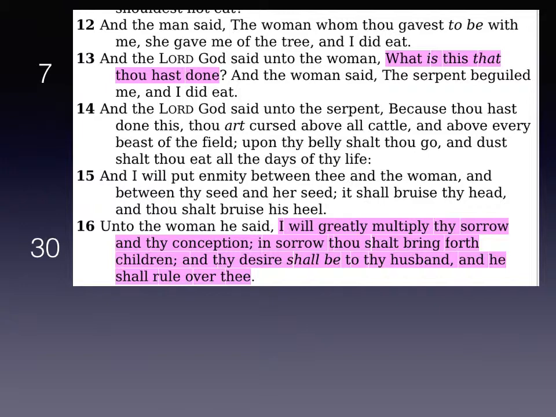Genesis 3:13, and then later on in verse 16, God states, I will greatly multiply thy sorrow and thy conception. In sorrow thou shalt bring forth children, and thy desire shall be to thy husband, and he shall rule over thee. So 37 words there. I don't think that's a coincidence.